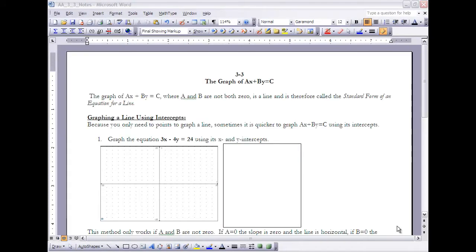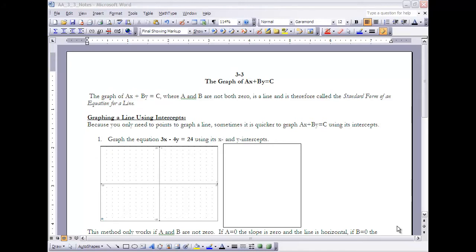Okay, these are the notes for section 3.3, the graph of ax plus by equals c. We're familiar with graphing lines in slope-intercept form. What we want to do today is look at graphing something in standard form.